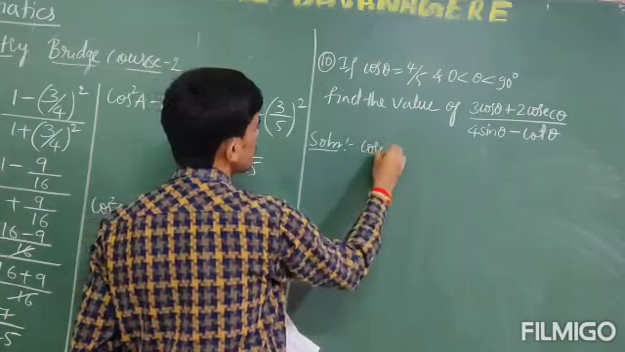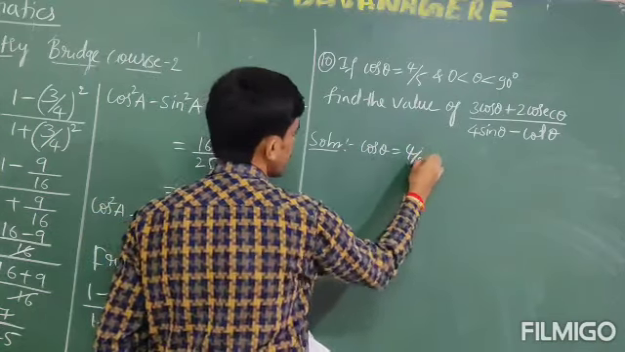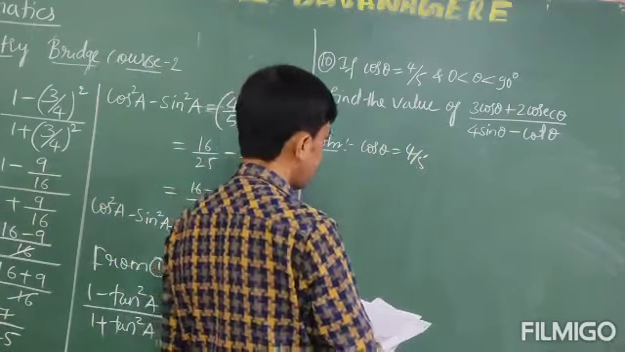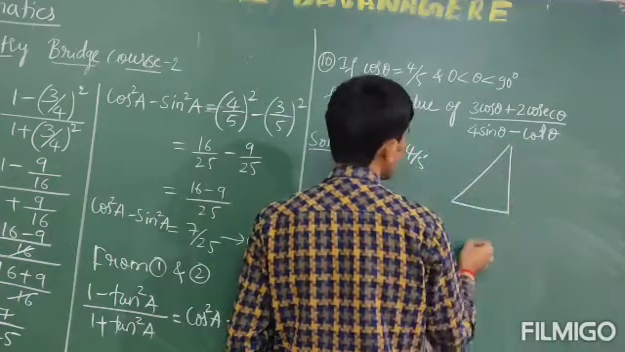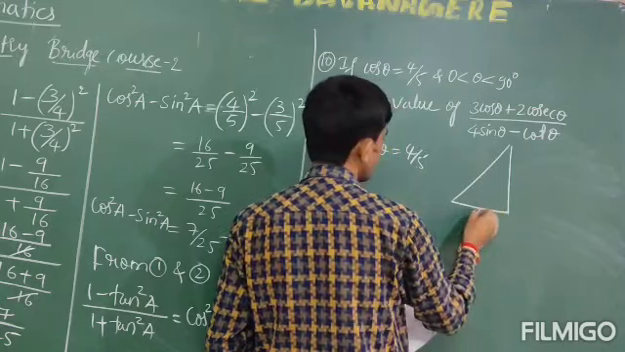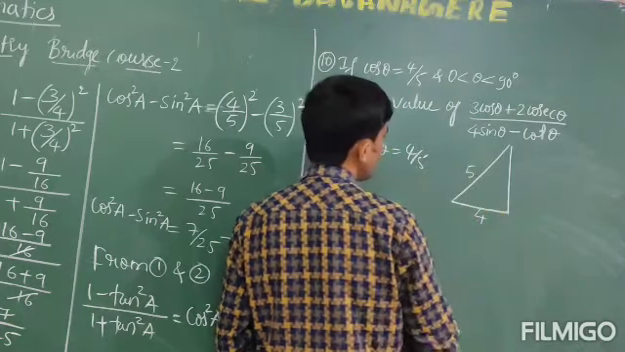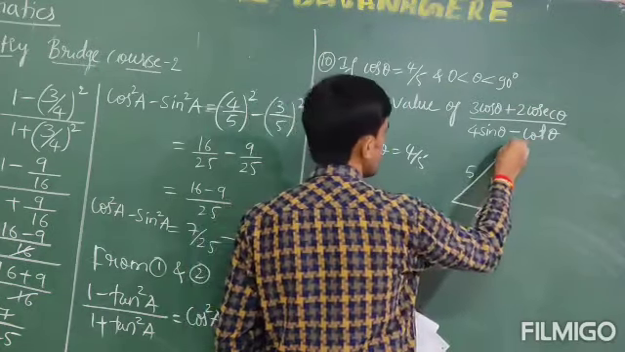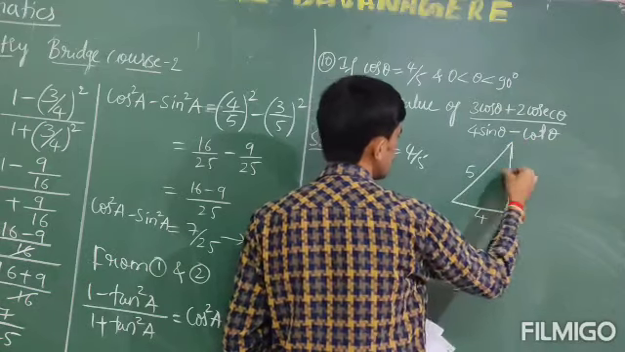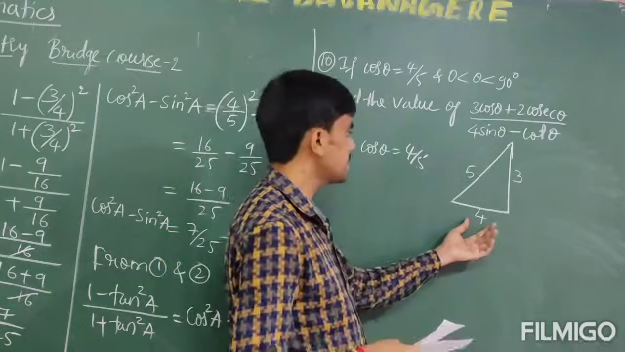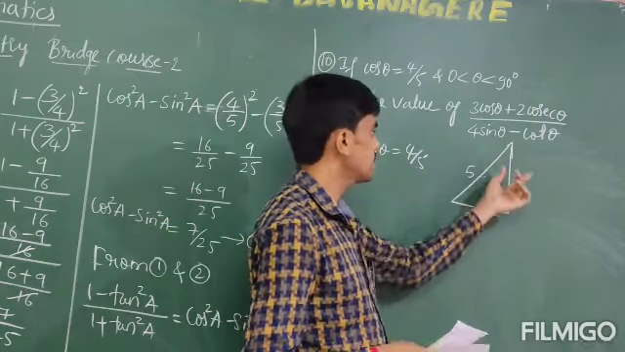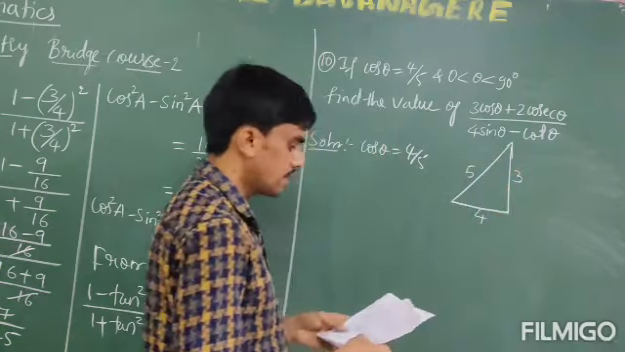They have given that cos theta is equal to 4 by 5. By the right angle triangle, cos theta can be written as adjacent by hypotenuse, that is 4 by 5. Hypotenuse is 5. So here the opposite side is how much? 3, because 5 square minus 4 square, 25 minus 16, you get 9. So this opposite side becomes 3.